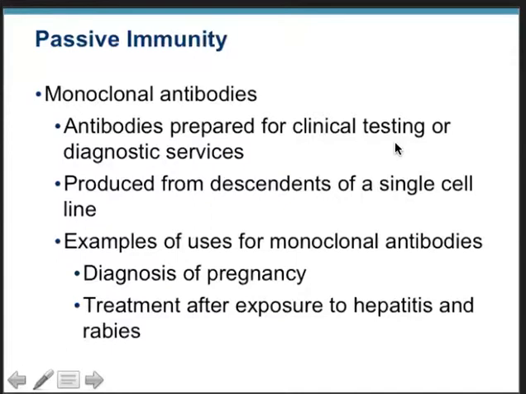They're also used to detect the presence of particular pathogens in a tissue sample or in a fluid sample or in a soil sample because they're directed against one particular antigen that is like a fingerprint for the presence of that particular microbe.